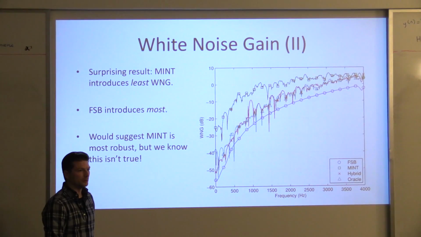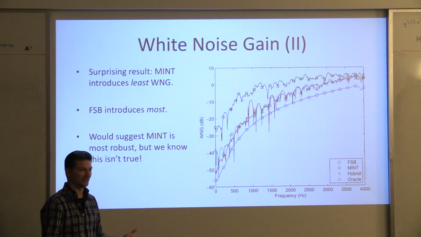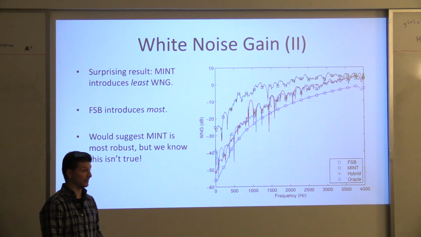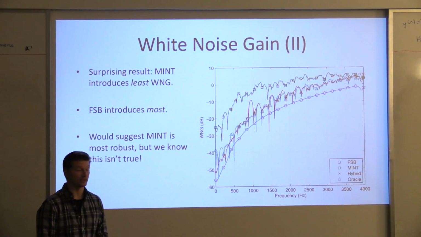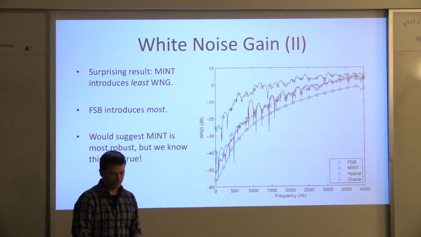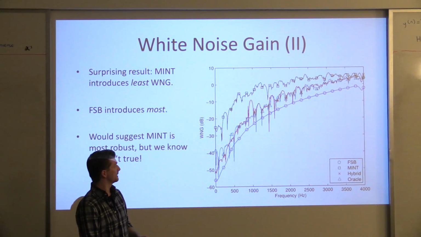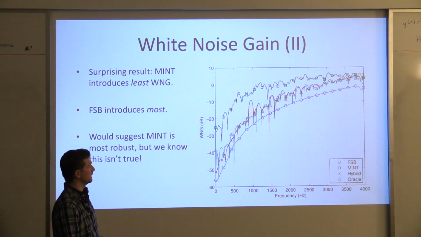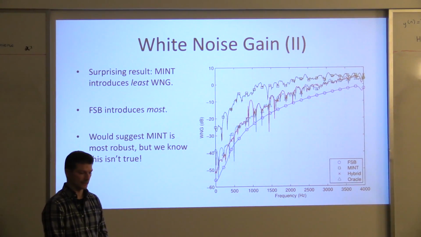So in some ways you might expect that MINT would be the most robust, and we basically know this isn't true. So white noise gain as a measure of sensitivity to uncorrelated self-noise is not necessarily a good predictor of how spatially robust the system is. Then somewhere in the middle we've got the hybrid and Oracle solutions, and I was a little bit surprised to see how similar these are. The Oracle solution knows an awful lot more information than the hybrid solution, but we end up with what seems to be a fairly similar result, at least as far as the white noise gain is concerned.